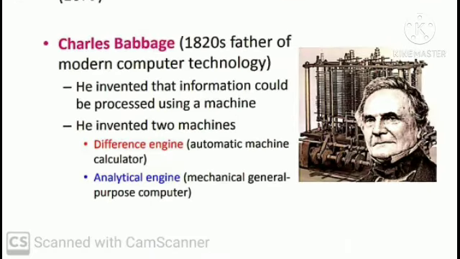It was Charles Babbage during the 1820s who conceived the idea that information could be processed using a machine. He also developed two machines called difference engine and analytical engine, which are considered the prototypes of information processing machines. As Charles Babbage was thinking far ahead of his time, he could not materialize his objective. Charles Babbage has been considered the father of modern computer technology.